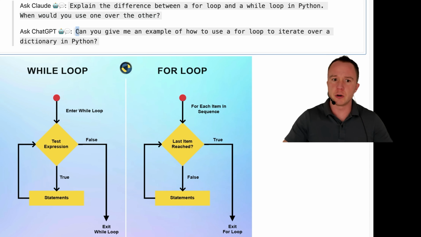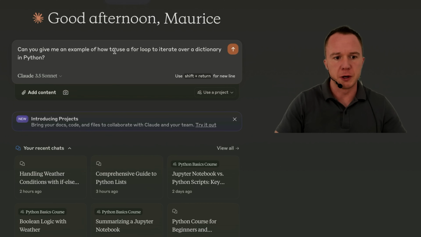What I want to show you here, because I haven't shown it in the script, is how we can iterate over a dictionary. Copy paste that question.